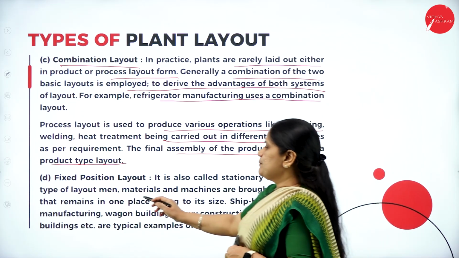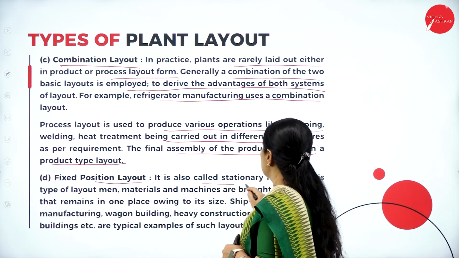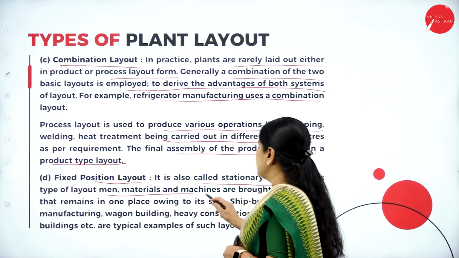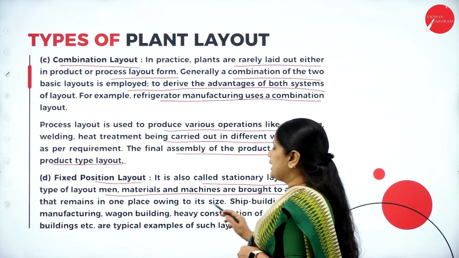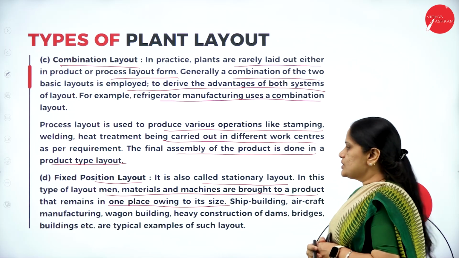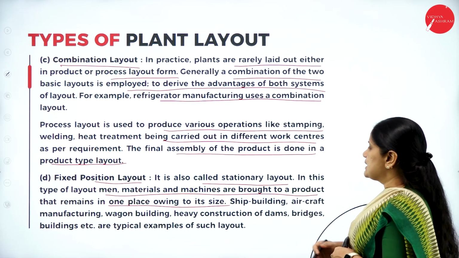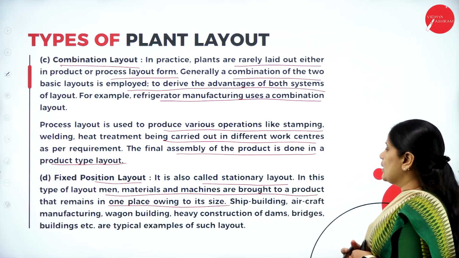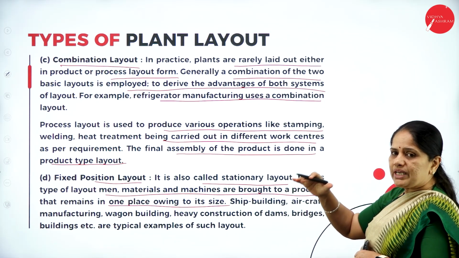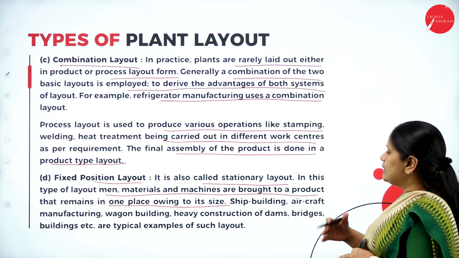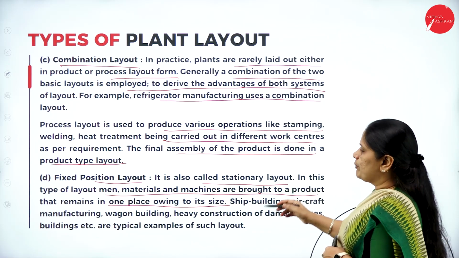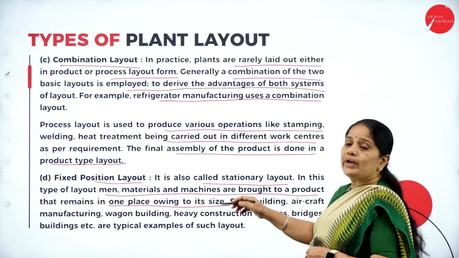Then the fixed position layout. It is also called stationary layout. In this type of layout, men, materials and machines are brought to a product that remains in one place owing to its size. So why do we call it the stationary layout? Because all the resources will be going to that site and then the work has to start. Men, materials and machines are brought to a product that remains in one place owing to its size.